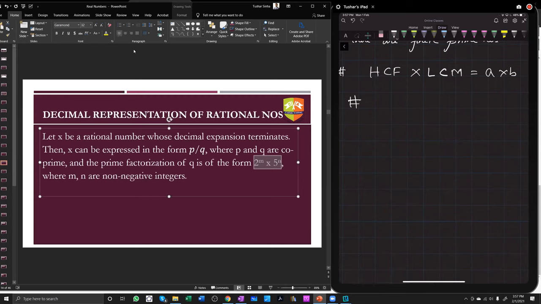So let us take some decimal which terminates. First, let's say 0.25. This is a terminating decimal. How do you represent this in the form P by Q? You have done this in ninth grade. So what is 0.25 in the P by Q form? What will you write 0.25 as in the P by Q form?